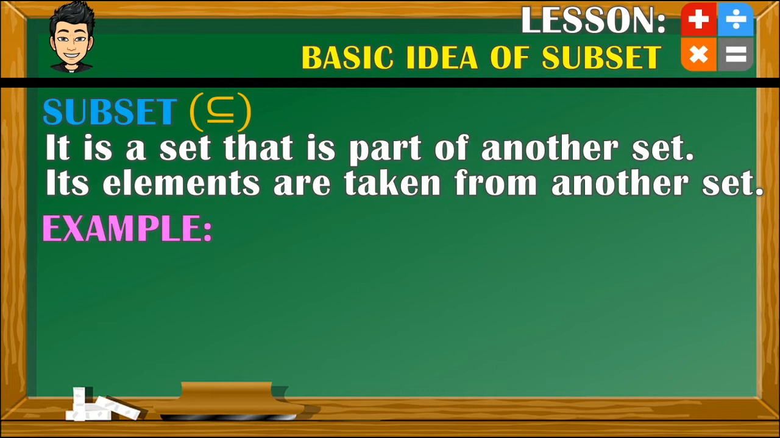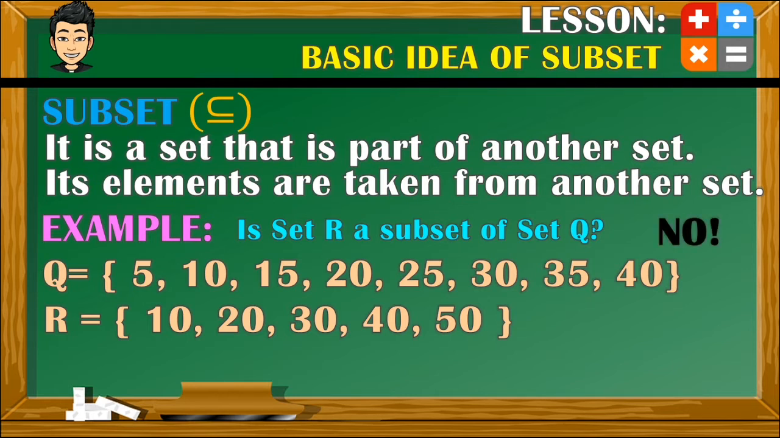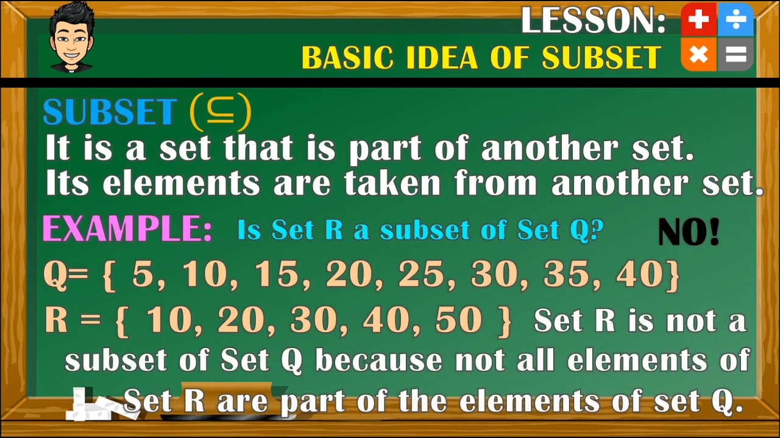How about the next example? We have set Q and set R with the following elements. Now, is set R a subset of set Q? The answer is no. Set R is not a subset of set Q because not all elements of set R are part of the elements of set Q. And that element that is not part of set Q is obviously 50.